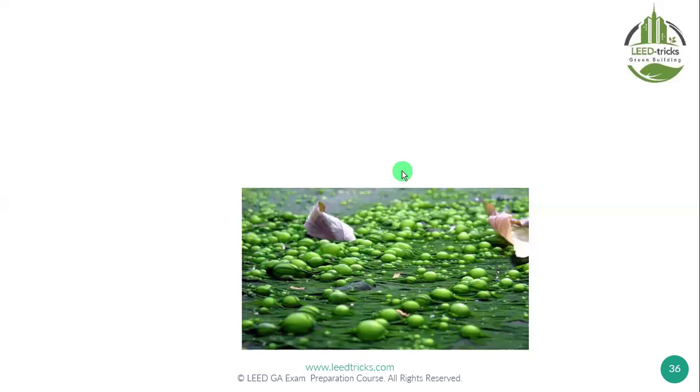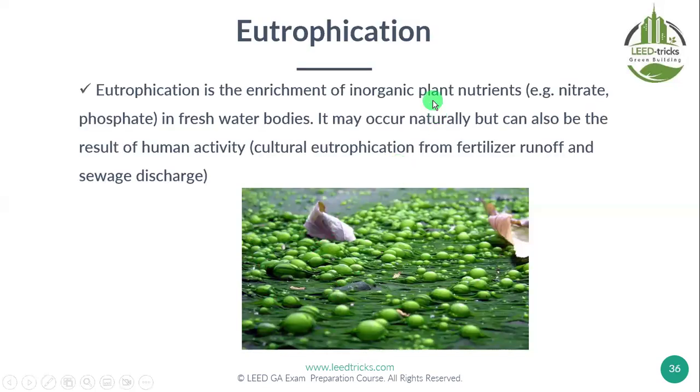The groundwater. This we call eutrophication. When the stormwater runs with nutrients, especially from agricultural land, like nitrate, phosphate, and so on. Nitrate and phosphate, when they come to water bodies, will cause what you can see here in this photo. This we call eutrophication, in fresh water bodies.